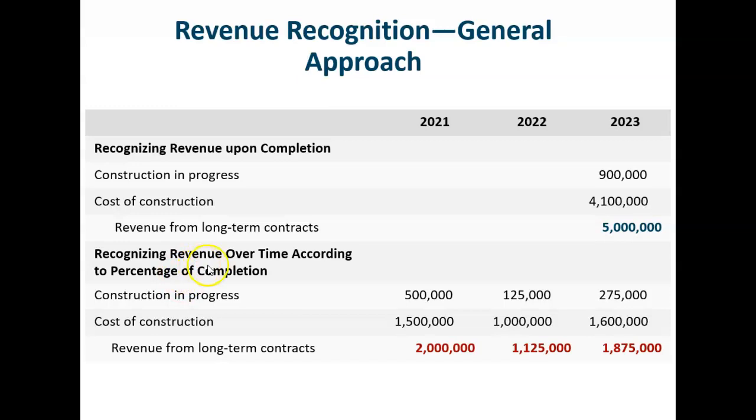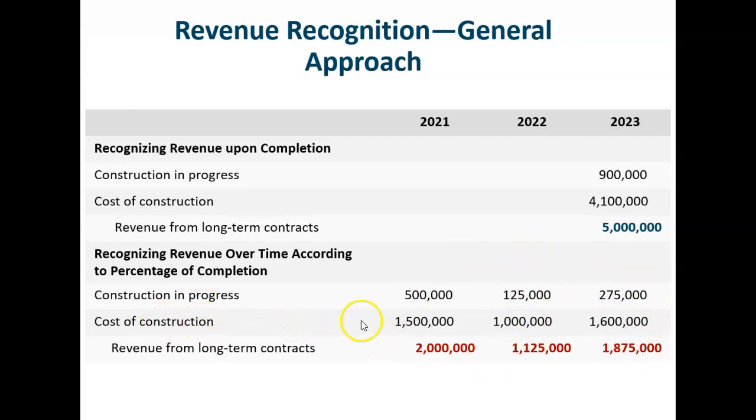If this is a contract that allows for recognizing revenue over time, then the same amounts will be recorded in journal entries, but the timing of the recognition is different. Instead of waiting until the job is completed, we're going to record a journal entry in 2021, another one in 2022, and a third one in 2023.